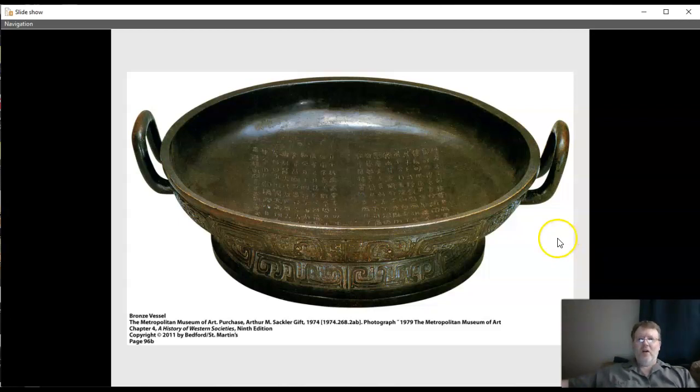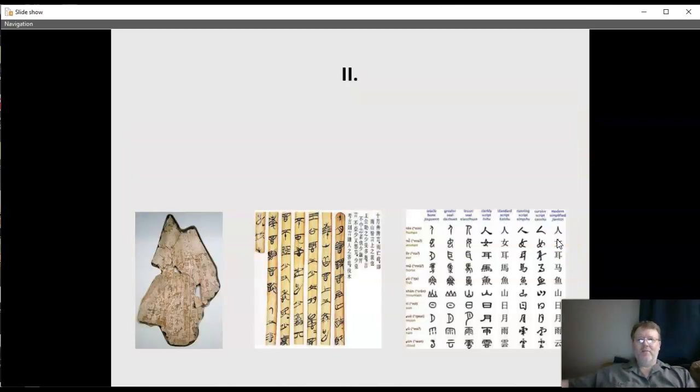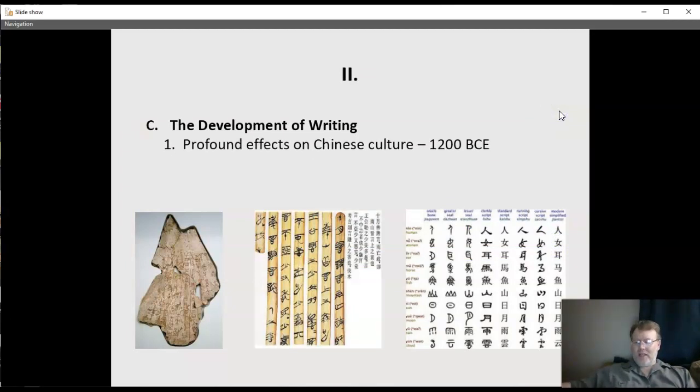All right, let's talk about writing. The development of writing. Writing was a major element in Chinese culture by 1200. Again, we find examples of written language as far back as about 15, which means it probably dates back further. But by 1200, it was common. We find a lot of examples of writing in their culture by 1200 BCE. And it was very advanced. It was a very advanced writing system by 1200 BCE, fully designed, hundreds of characters.